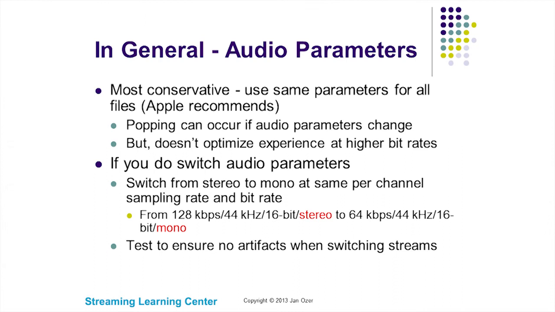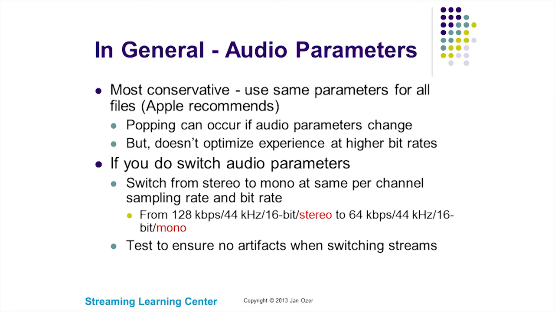We saw in the Apple Tech Note that Apple recommends using the same audio parameters for every file in the adaptive group. A lot of producers don't do that. I recommend that if you're going to switch, you keep the kilohertz the same, you keep the bits the same, and you just switch between mono and stereo. Problems sometimes happen when you change.